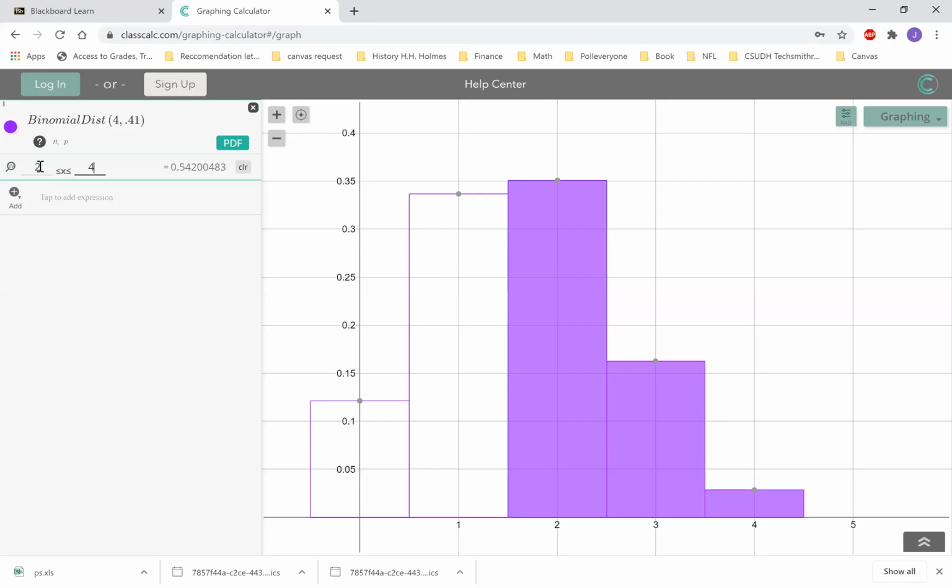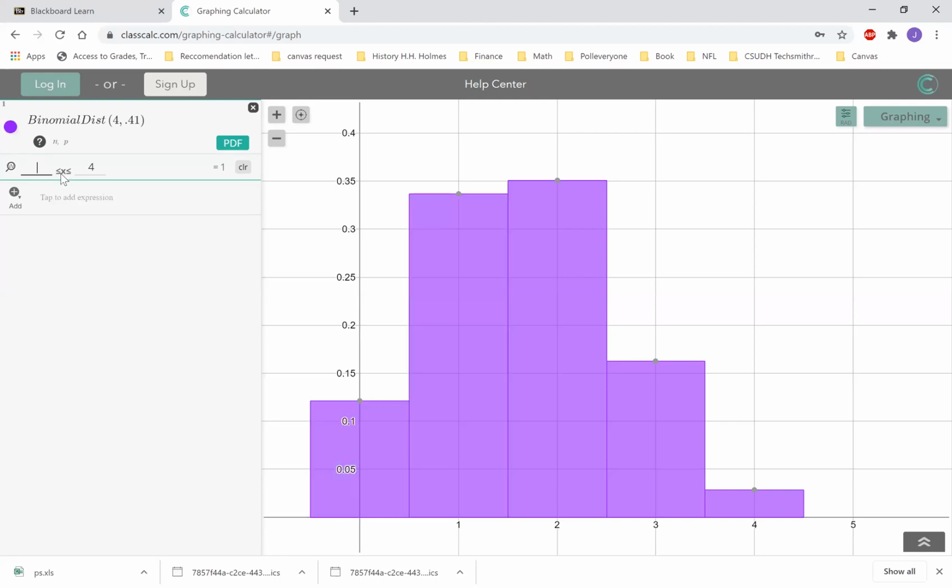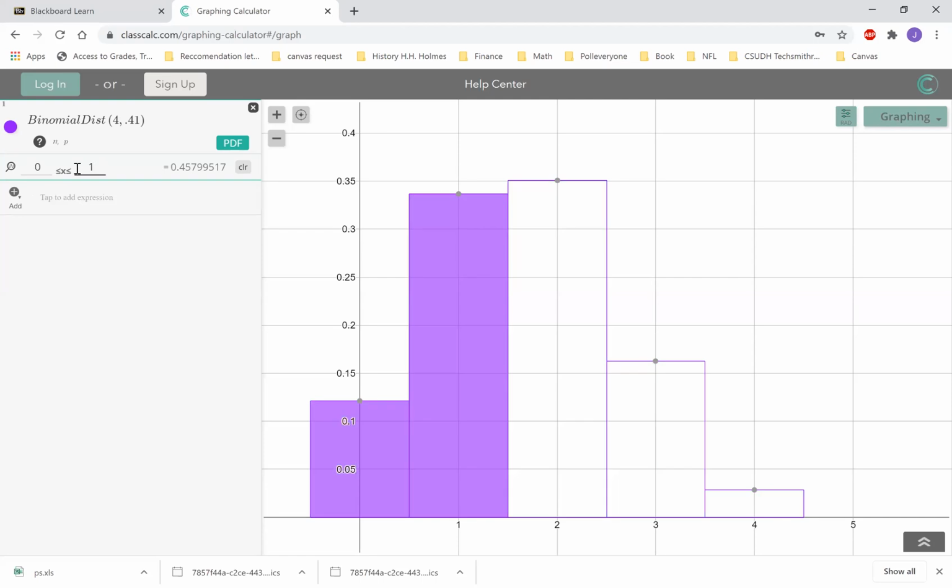All right, so now if I go back to Class Calc, I'm going to erase this. I want to tell Class Calc that I want it to start off at 0 and go all the way up to 1. If you look at the drawing now, you can see only 0 and 1 are selected because those are the two probabilities that it's going to get. So from 0 to 1, the probability of that occurring is 0.458.